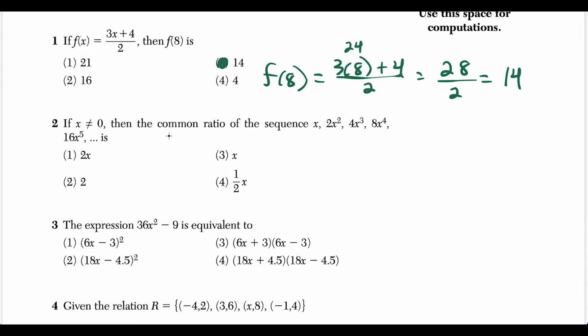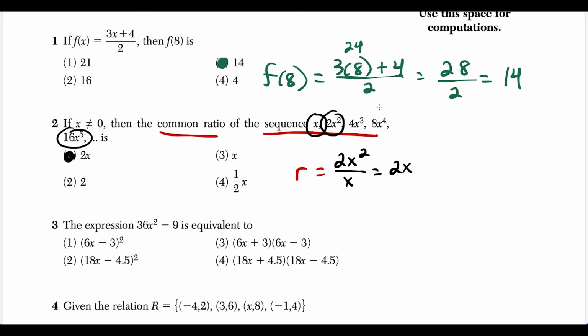So for question 2, we want the common ratio of this sequence here. What we could do to find the common ratio is, the common ratio r is the quotient of any two consecutive terms. So let's say I would just take the first two, x and 2x squared. If I do 2x squared divided by x, this is just going to be equal to 2x. So right away I know my answer is 2x, but just know I could divide any two consecutive terms.